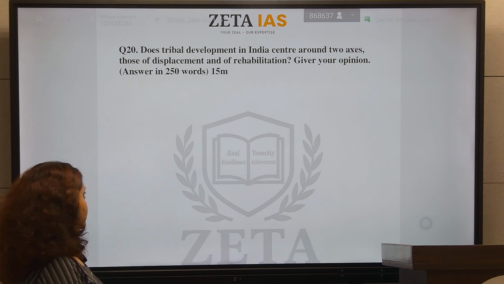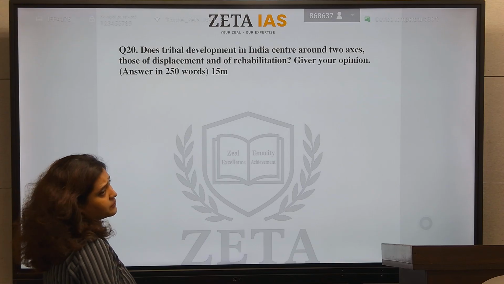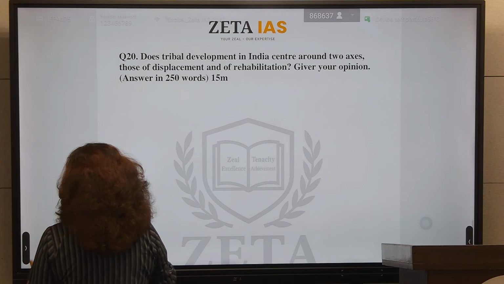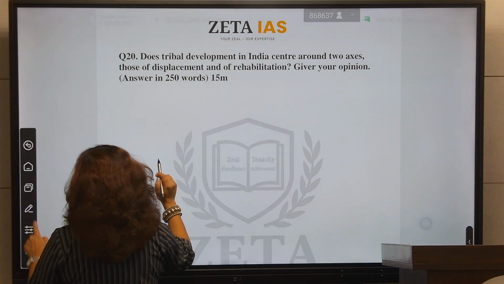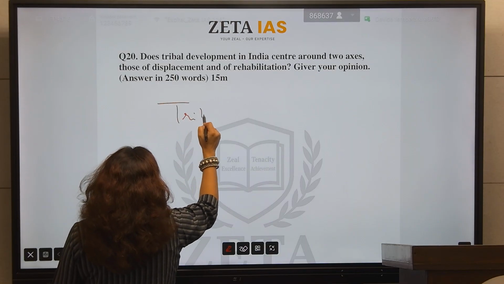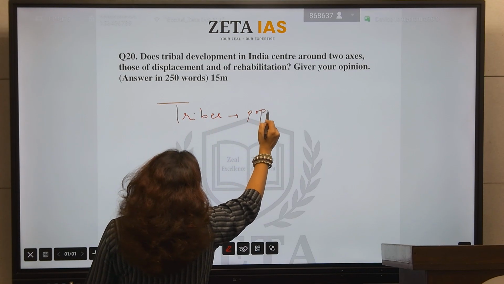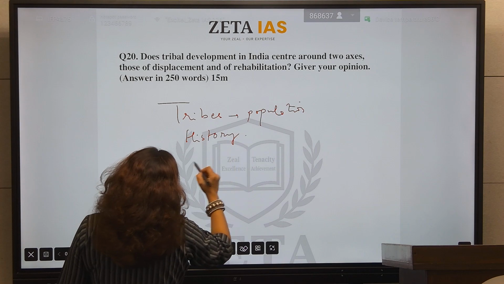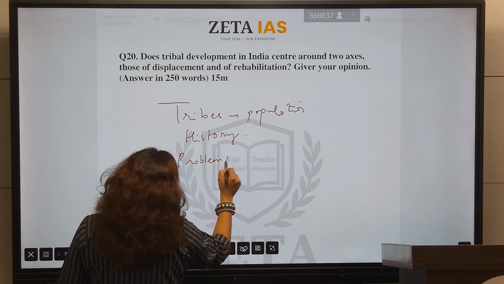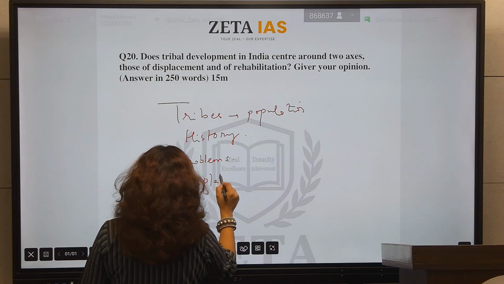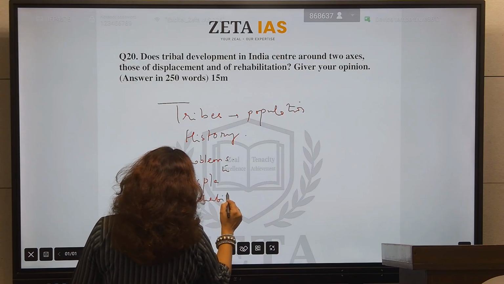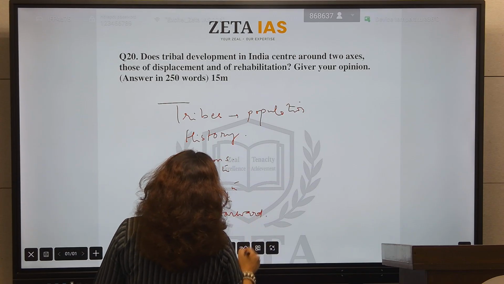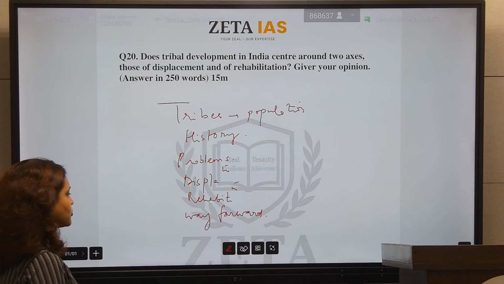And again, if I talk about the structure, then you have to write about the tribe, the tribal population, tribal development, tribes, population, their brief history, their problems, displacement, rehabilitation, and the way forward or the conclusion of what the government should do. This is your basic answer structure.